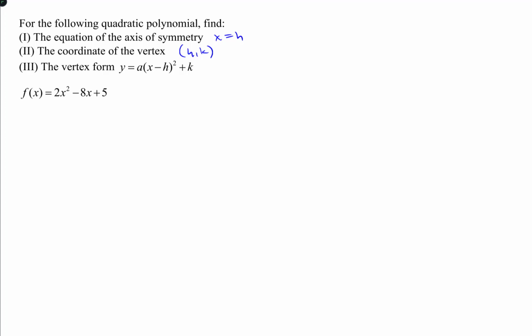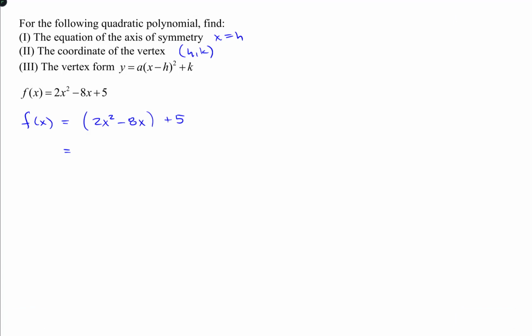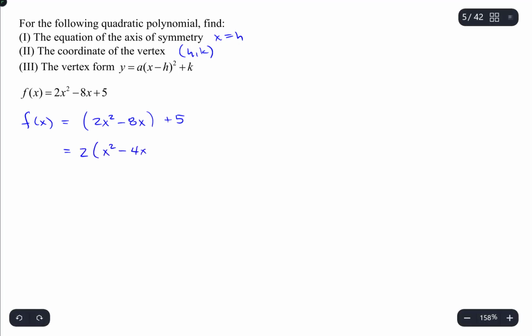Now, there's a couple of methods we could get the vertex form from. One method is using completing the square, which starts off by separating the terms with x away from the constant with some parentheses. If there's a multiplier on the x squared term, you need to factor that out. So this would be 2 times x squared minus 4x, and then plus 5 on the outside.